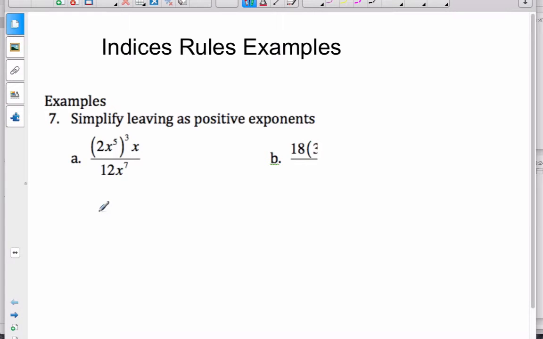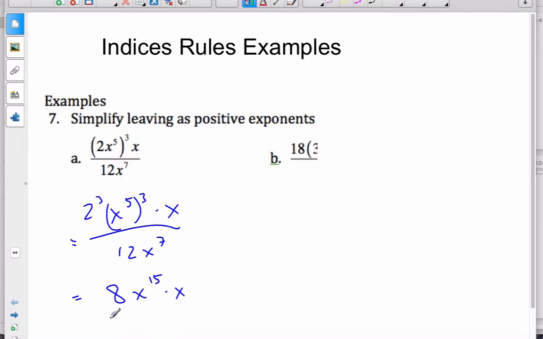Okay, so we're going to do some examples here with our exponents or indices. We're going to leave it as positive exponents. So we'll start off here. Using the rule, I know this 3 belongs to both 2 to the power 3 and x to the power 5. So we get 2 to the power 3 times x to the power 15, times x, over 12x to the 7th. 2 to the 3 is 8, so I multiply these.